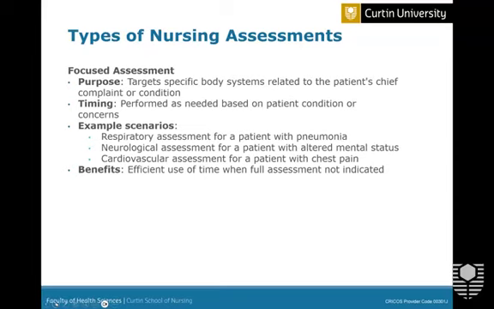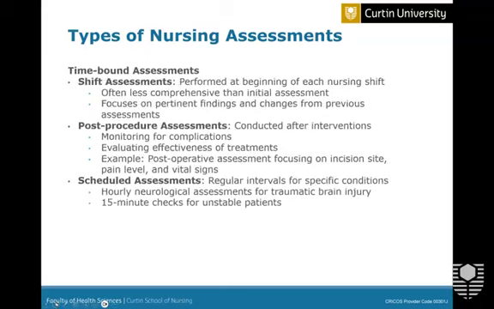So, for example, we would be doing a respiratory assessment for a patient with pneumonia, we'd be doing a neurological assessment for a patient with altered cognition, or we might do a cardiovascular assessment for a patient with chest pain. So the benefit of actually using a focused assessment is that it's an efficient use of time when full assessments are not indicated.